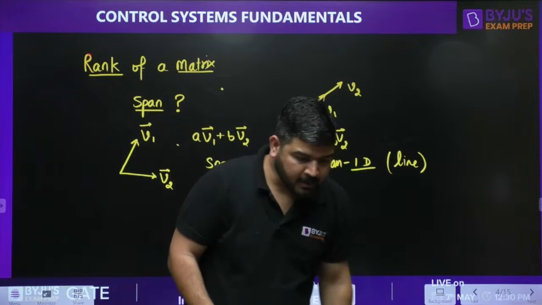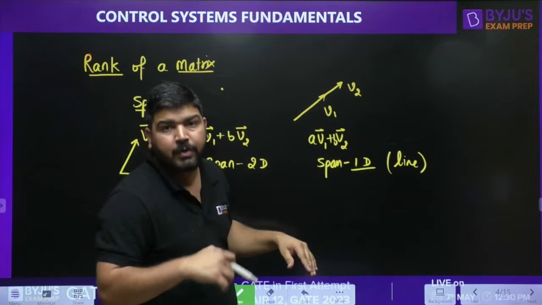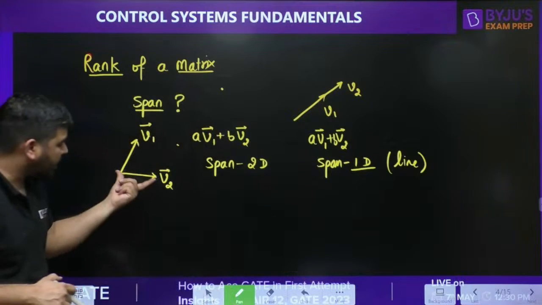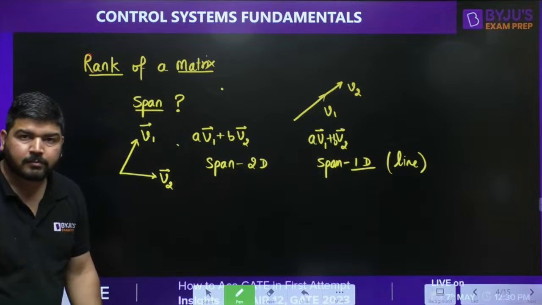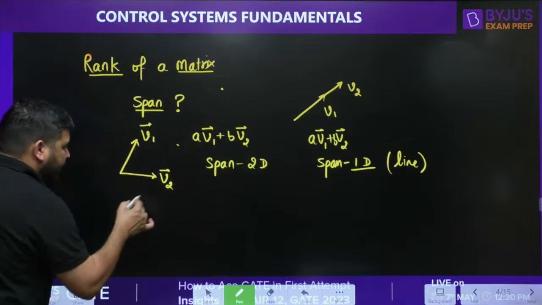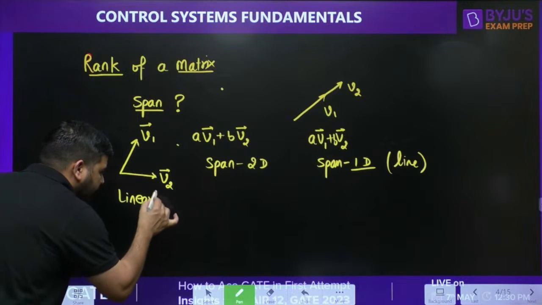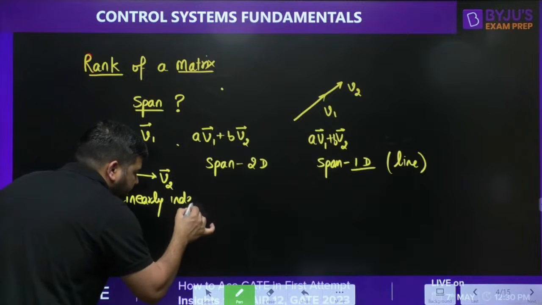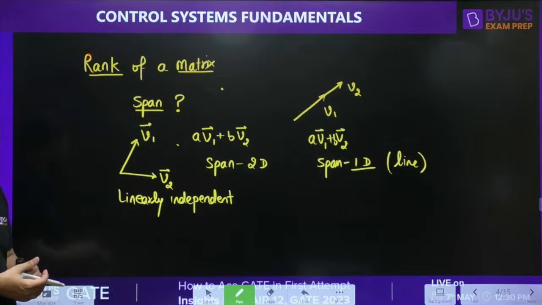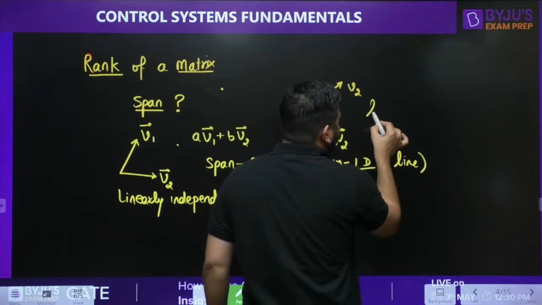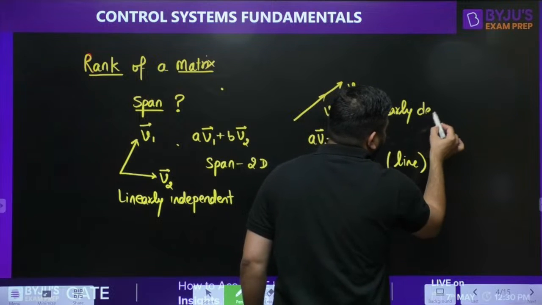It means in this case, you can represent V1 in terms of V2 or V2 in terms of V1. But in this case, you can't say that. You cannot represent V2 in terms of V1 because they have different directions. So in this case, these two vectors are linearly independent. And in this case, V1 and V2 are linearly dependent.